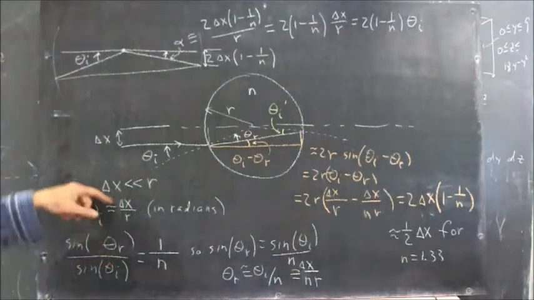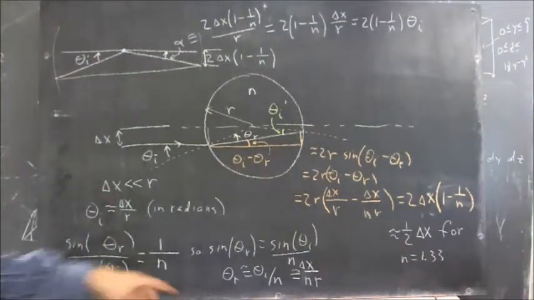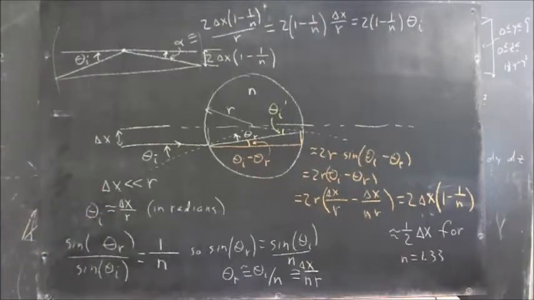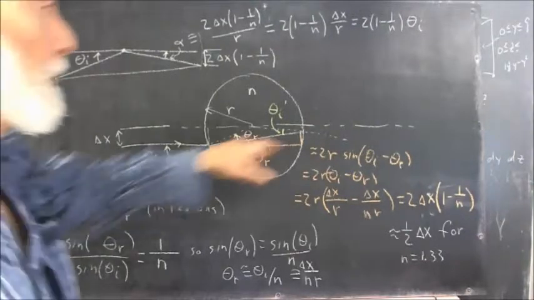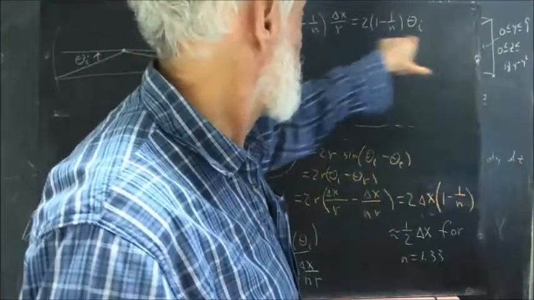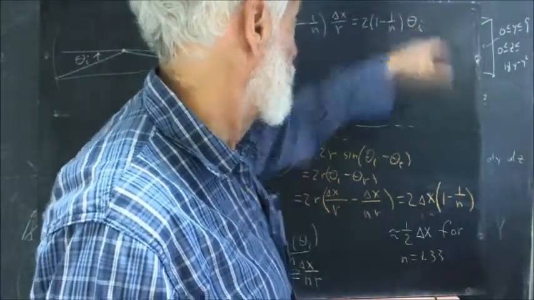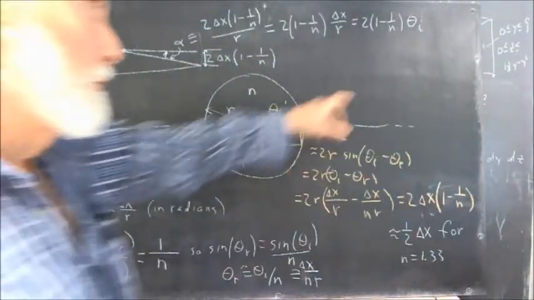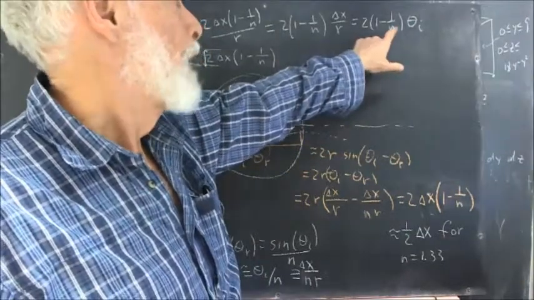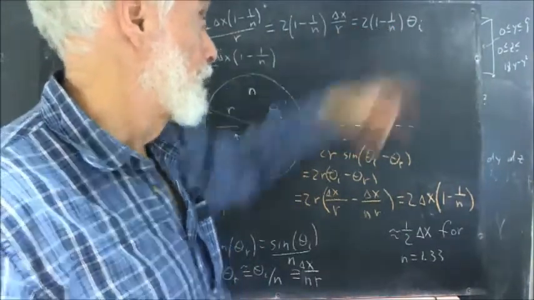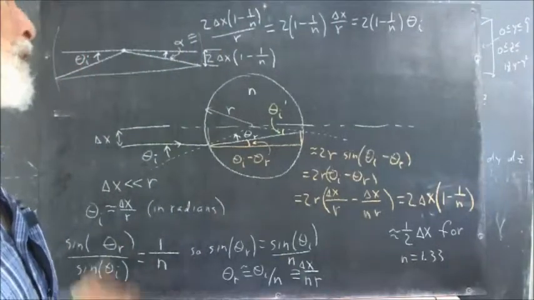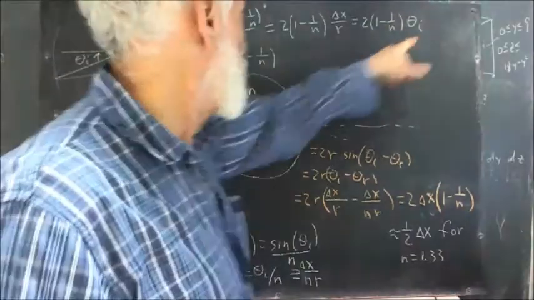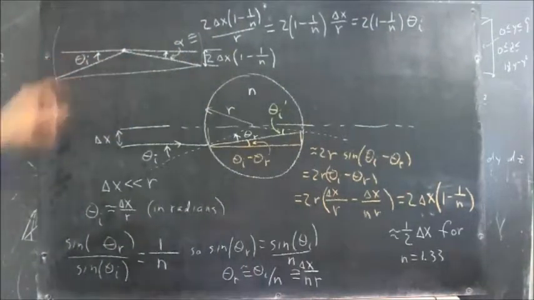Delta x over r, notice I put the delta here, it wasn't there before, I missed it there as well. But delta x over r is just the approximate angle theta sub I. So this just becomes 2 times 1 minus 1 over n theta sub I. Again, for n equals 1.33, this 2 times 1 minus 1 over n is going to be very close to 1/2. Okay, so this is going to be about half of this angle.